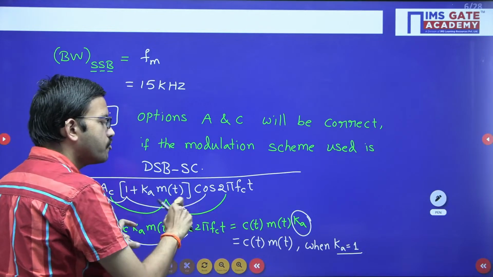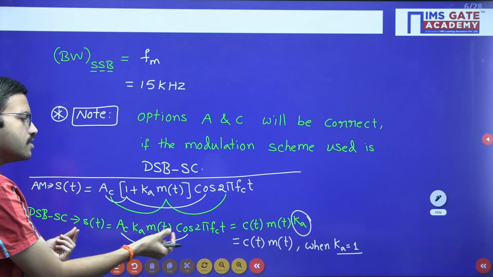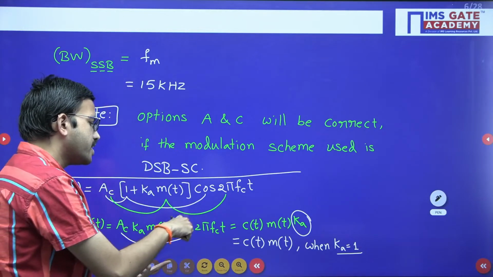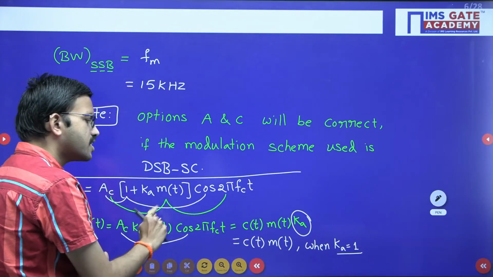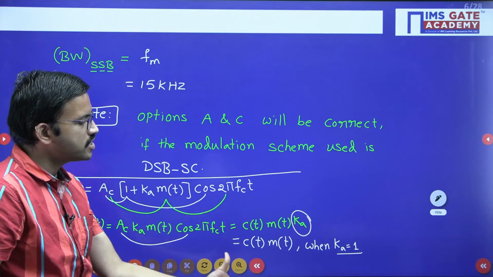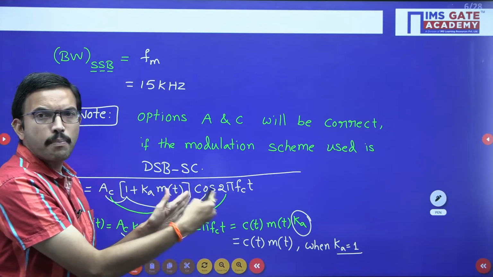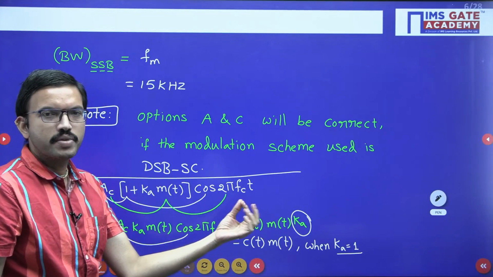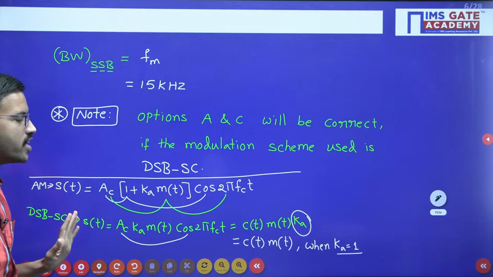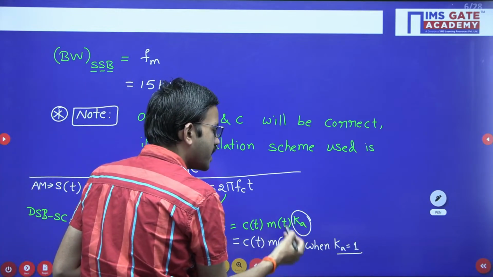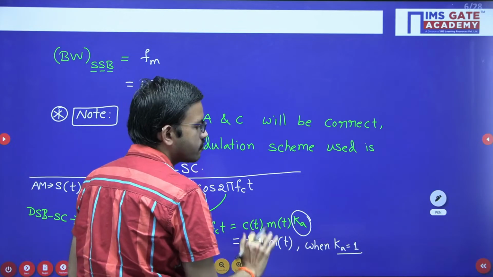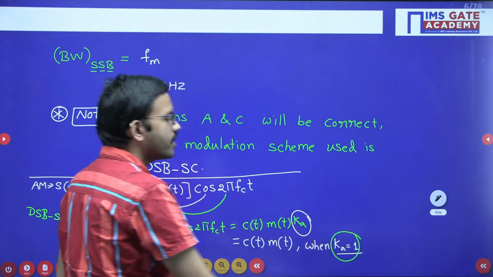From here, if you expand further, with c(t) as Ac cos 2πfct and m(t) as Am cos 2πfmt, and do the simplification, you will get the upper sideband and lower sideband, and you can consider any one sideband. That is nothing but SSB-SC. So you can choose any value of Ka, but to keep the standard, simplest format, we are assuming Ka value 1.